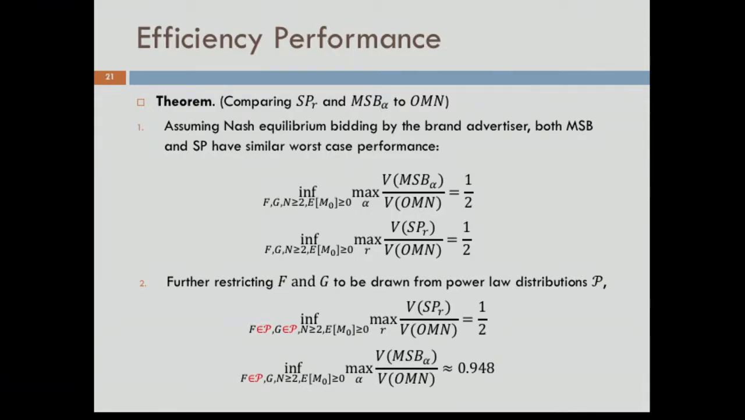Okay? But if you further restrict, if you imagine that match values are drawn from fat tail distributions, that what's really going on in brand advertising is that there's a small number of impressions that lead to most of the value, so now I'm talking about power law distributions. If you restrict F and G to be drawn from power law distributions, then for the second price auction, this thing remains a half. But for the modified second bid auctions, this goes up to 0.95.